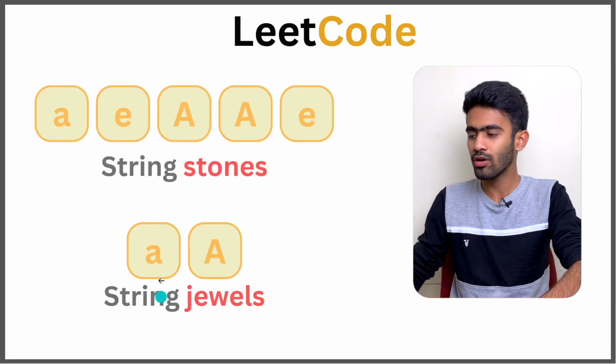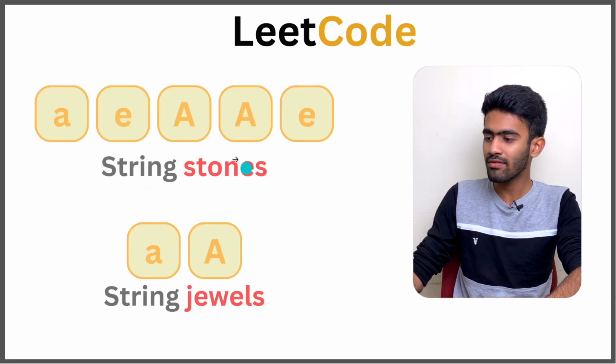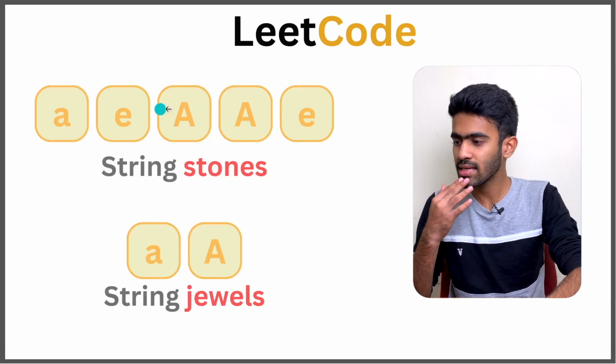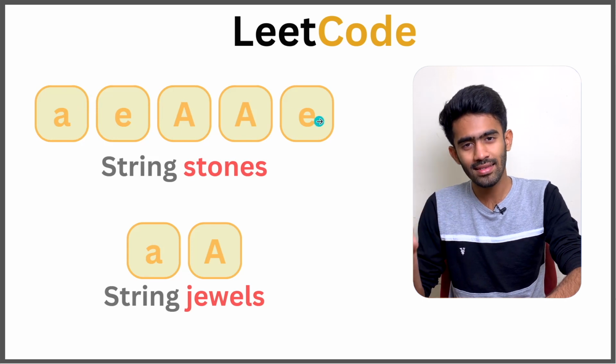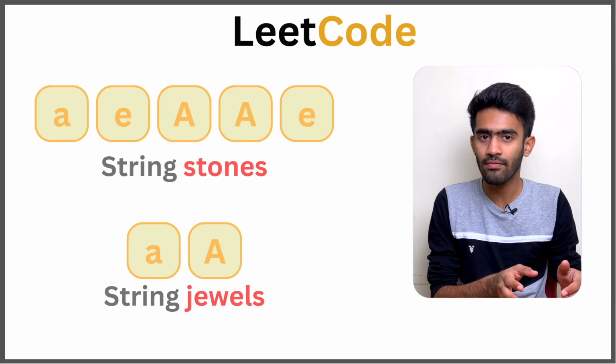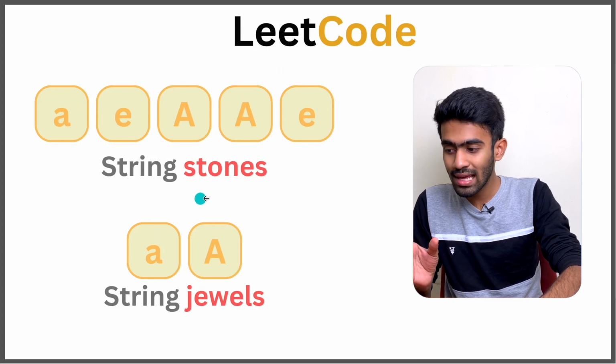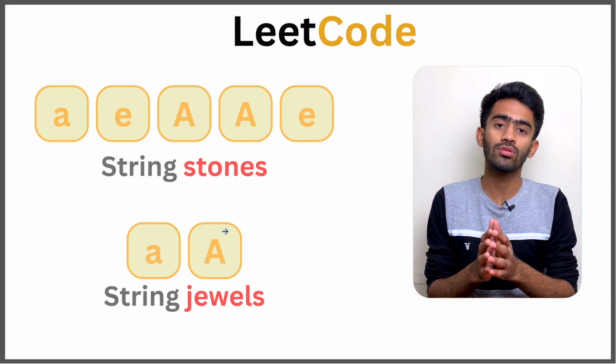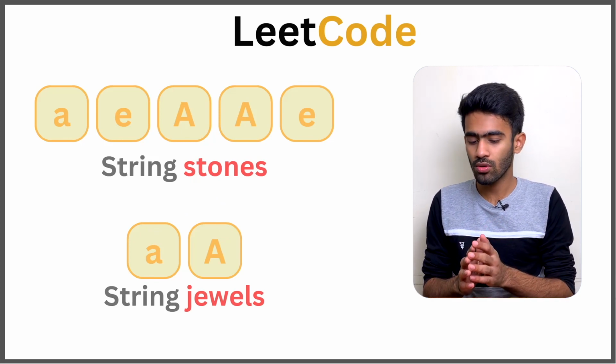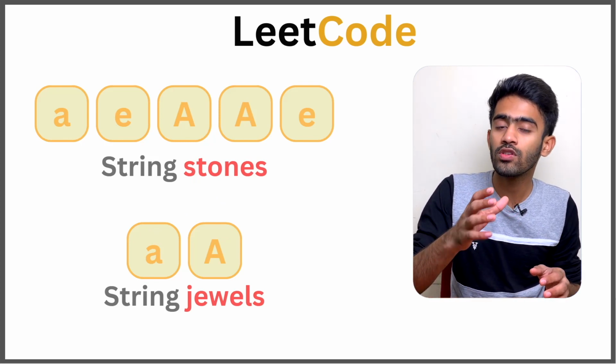Okay, moving on to the example. Here we are given the string stones. This is a sample example of the stones that we have. And out of these stones, small a and capital A, both of these stones are jewels. So we have to count the number of jewels we have.